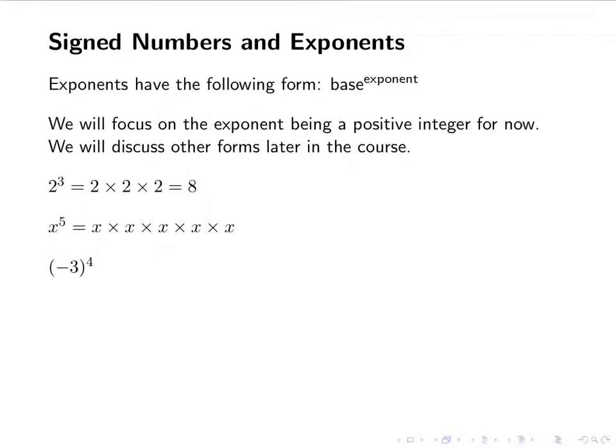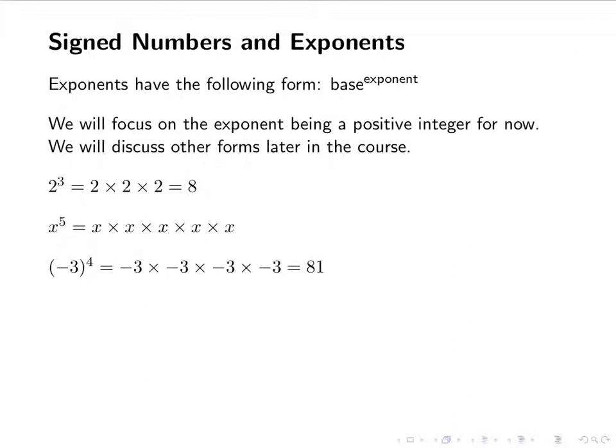Be careful when your base is not a positive whole number or a positive number with decimals. If you have a negative, you have to be really, really careful. (-3) to the fourth, my base here is negative 3. And that means negative 3 times negative 3 times negative 3 times negative 3. I have four negative signs here, which means my answer will be positive, and I get positive 81.